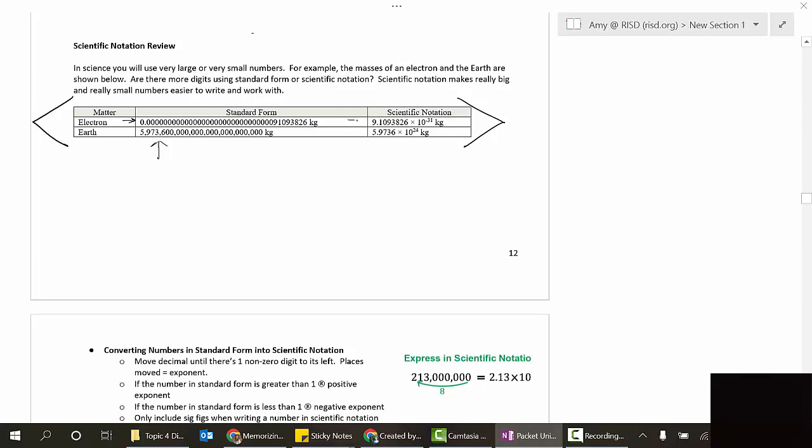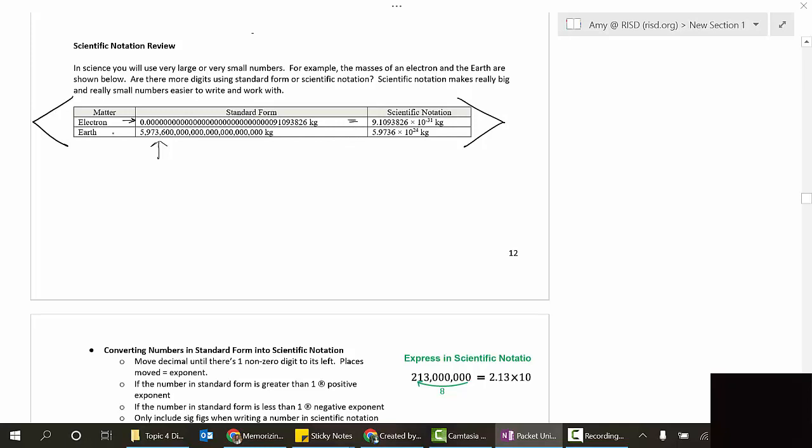So an equivalent value is, in scientific notation, 9.1093826 times 10 to the negative 31 kilograms. So again, these two numbers are equal. They are the same thing. We're just writing it in a more convenient way.